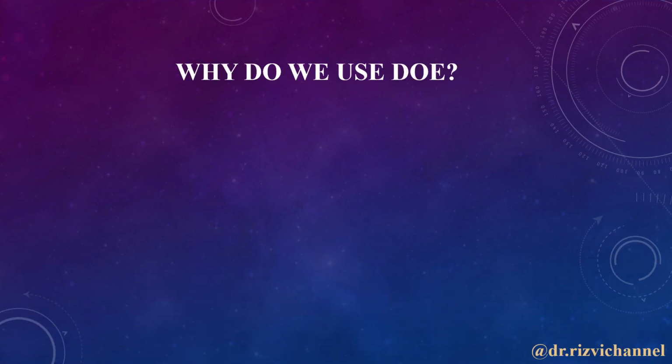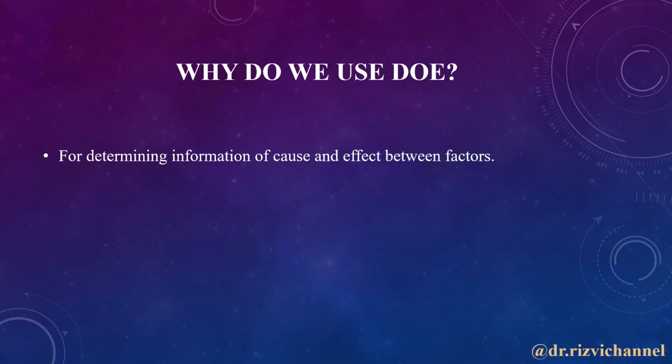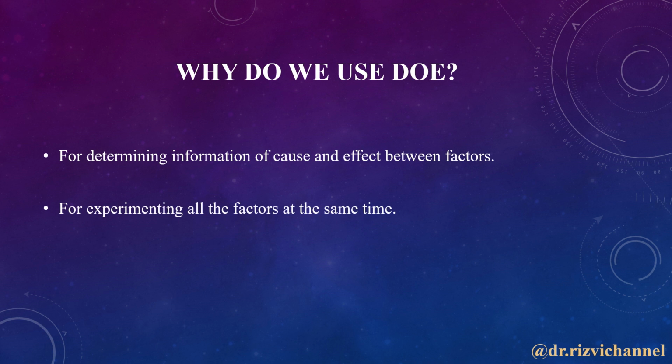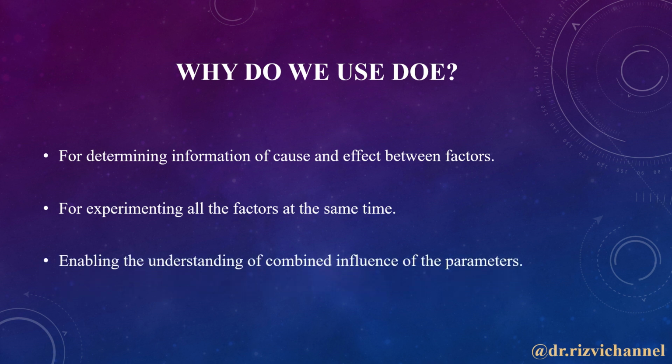Why do we use design of experiment? It is used for determining the information of cause and effect between the factors. It is also used for experimenting with all the factors at the same time. We can consider all the variables and factors at the same time to determine their response on the output performance measure. It also enables understanding the combined influence of all the parameters that we have initially selected for our experiment.